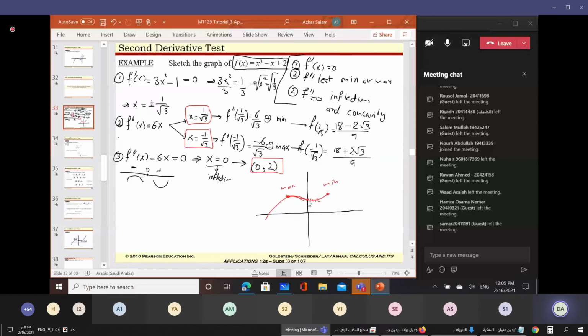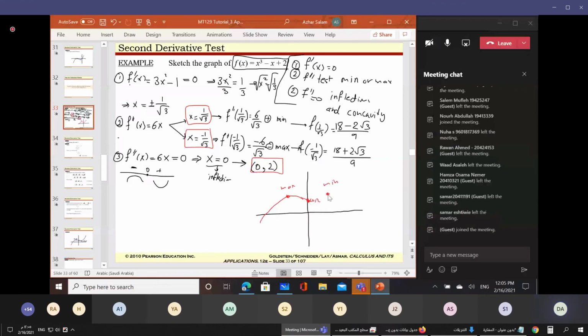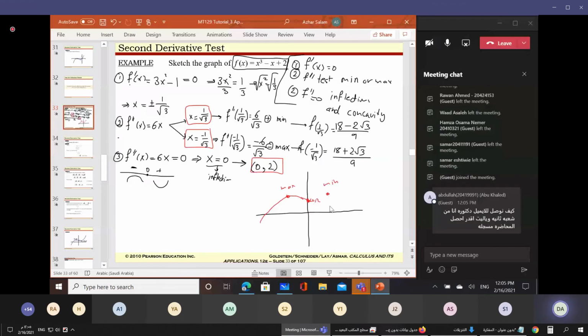Sorry, here it's inflection point, not, yes, would be like this. It's still decreasing. I should here lower this point like this. Okay, or lower this point.